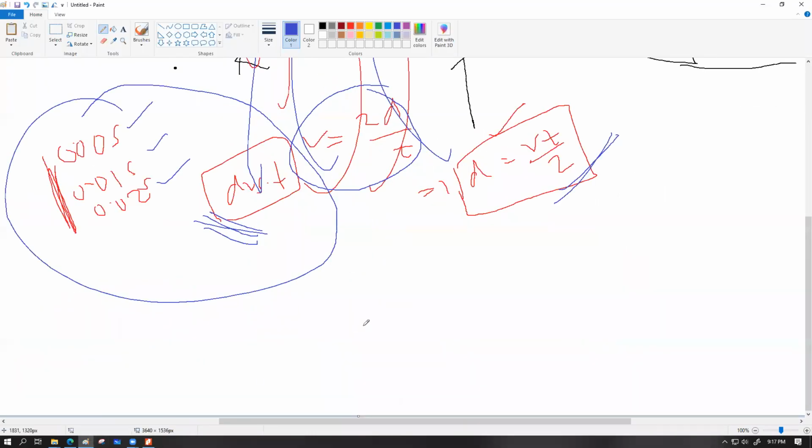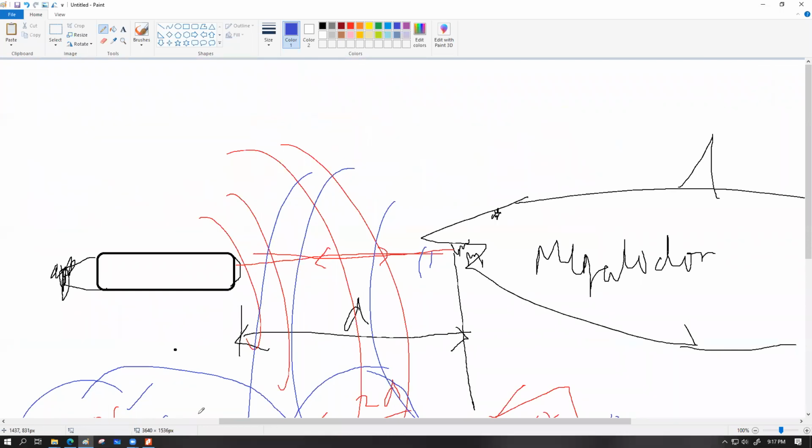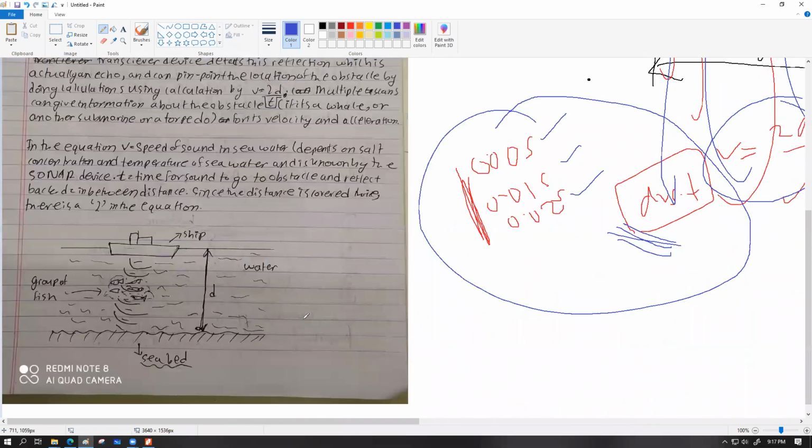Where did the notes go? It was on the left. Sorry. So this is the part of the echolocation.